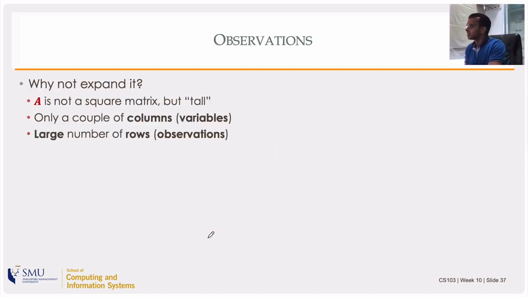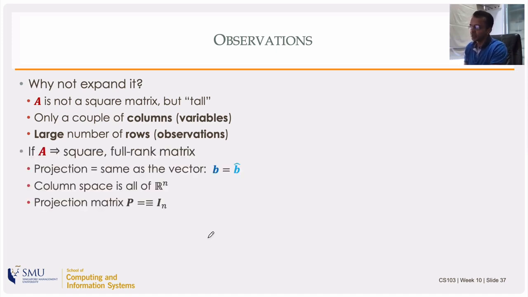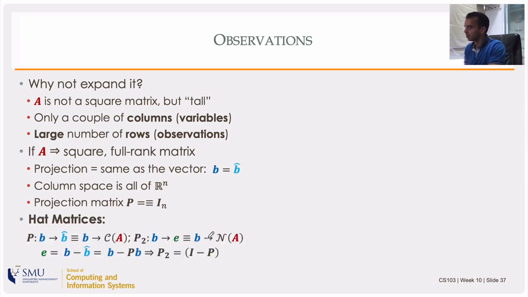So you cannot expand it, because A is not a square matrix, so it's not invertible. If A were a square and full rank matrix, then the projection is the same as the vector that you're projecting, because the column space is all of Rn, and the projection matrix is actually the identity matrix.